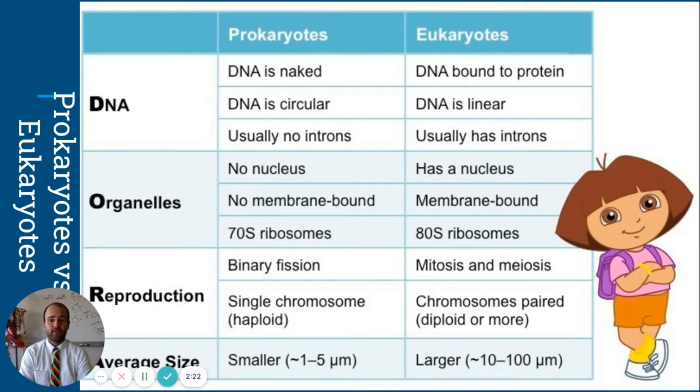Reproduction is going to be a little bit different. Prokaryotes do something called binary fission, whereas in eukaryotes, there's either mitosis for most cells or meiosis for sex cells. And then in eukaryotes, there's multiple chromosomes, whereas in prokaryotes, there's just that single chromosome. And then finally, prokaryotes are typically a lot smaller on average than those eukaryotes. So those are some of those differences between prokaryotic cells and eukaryotic cells when you hear me talk about them.